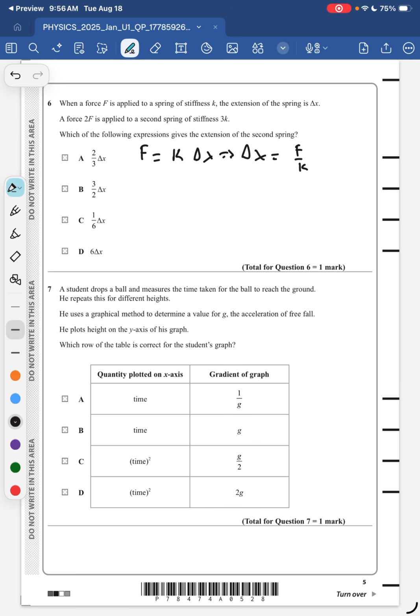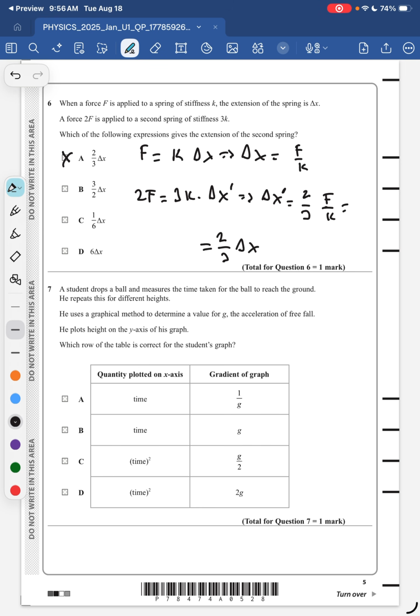For the second spring, we have a force of 2F and a spring constant of 3K. Let's call delta X prime the extension. So delta X prime is 2/3 F over K, which is 2/3 delta X, the one we found in the beginning. So that's option A, right?